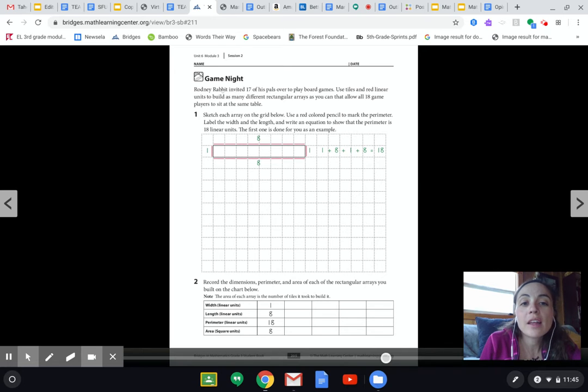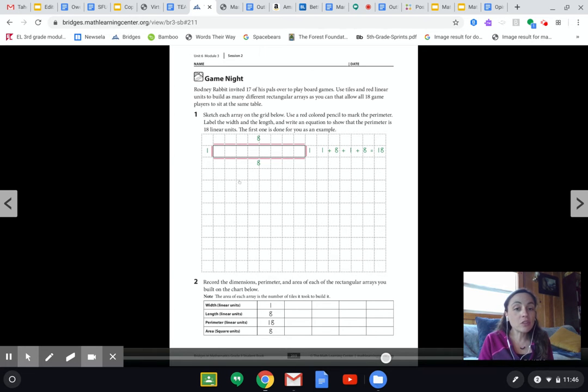So here on number 1, they're really looking for you to design different ways to set up tables so that Rodney Rabbit and his 17 friends could fit to play board games. So there were a lot of different choices on this one. I do want to remind you, you need to fill out number 2 to match what you did up here for number 1. And also a reminder that area, we get the area when we multiply length times width. Okay, so that's how they got the 18 here. They did 1 times 18 to get 18.